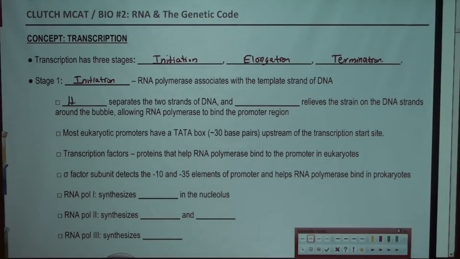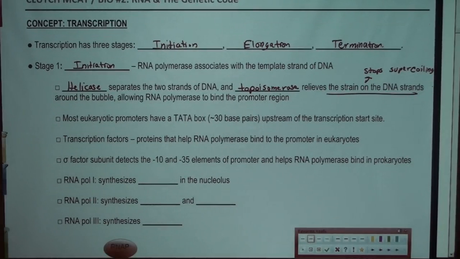We're going to say here helicase is the enzyme that cuts the two strands. It makes an incision there. And then we're going to say here topoisomerase relieves the strain on the DNA, so it stops supercoiling. All right, and then this allows RNA polymerase to bind the promoter region. Now remember, we also have single-stranded binding proteins. These keep the two strands apart.